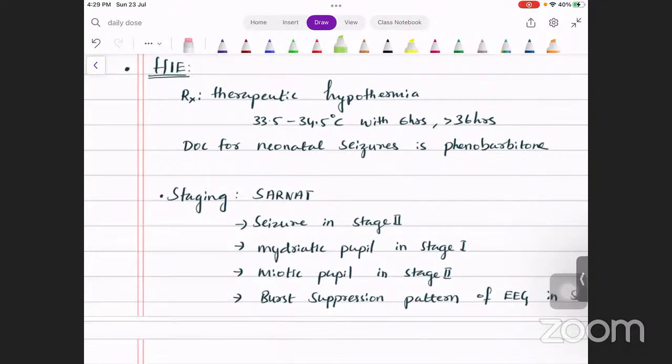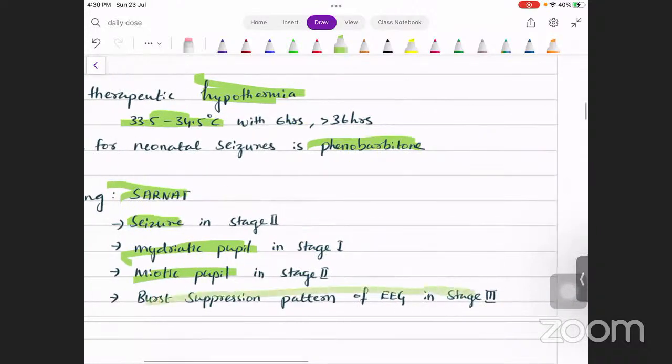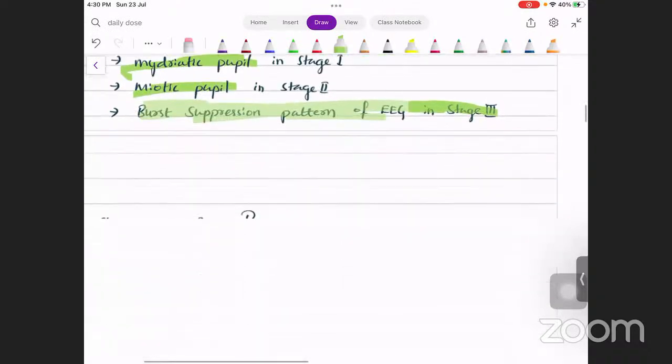So where do you use therapeutic hypothermia? Therapeutic hypothermia at 33 to 34.5 degrees centigrade, started within 6 hours, for 72 hours. Drug of choice for neonatal seizure is phenobarbital. Staging for hypoxic ischemic encephalopathy is Sarnat staging. You may see seizures in stage 2, mydriatic pupil in stage 1, miotic pupil in stage 2, and burst suppression pattern of EEG in stage 3.